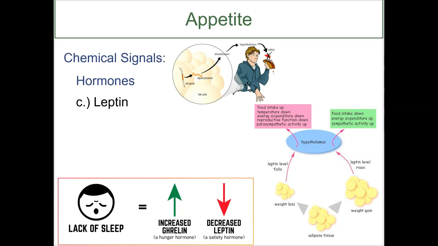And we know that sleep affects these. So the magic number is 8 hours of continuous sleep. And if you're not getting that, we know the next day you're going to have a higher level of ghrelin and lower leptin. So you're more likely to overeat when you're tired and if you're not getting enough sleep.